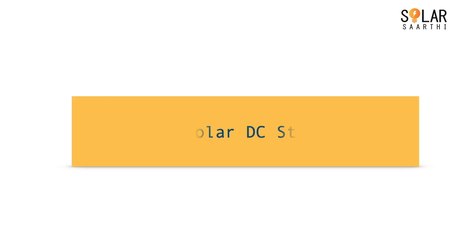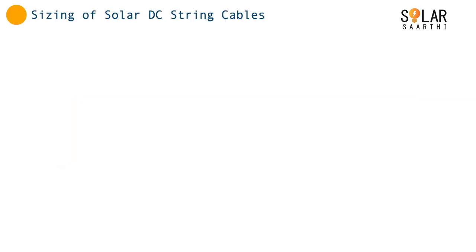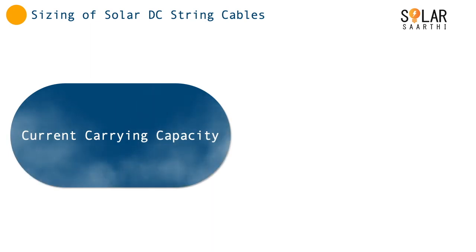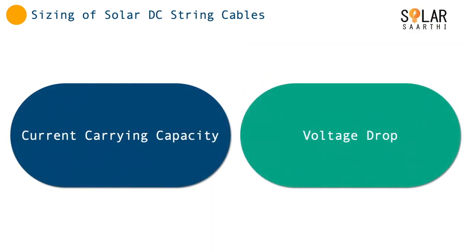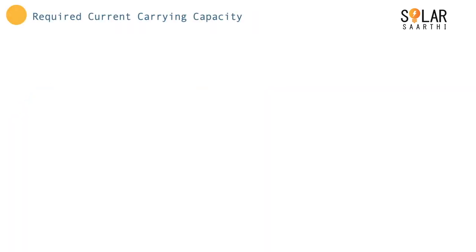Now let's see the sizing of solar DC string cables. The sizing of solar DC string cables depends on two factors: the current carrying capacity of the DC cable and the voltage drop of the DC cable. Let's see how to calculate the required current carrying capacity of your project.